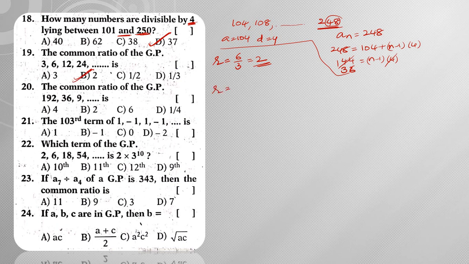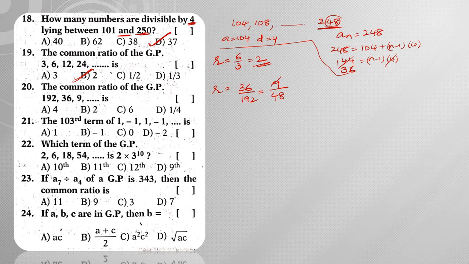Next, common ratio of this GP. So common ratio is given by second term by first term, 36 by 192. Now if you observe this carefully, in the 4 table, 4 9s are 36. In the 4 table, 4 4s are 16. So 4 8s are 32. Now is there any possibility of cancellation?